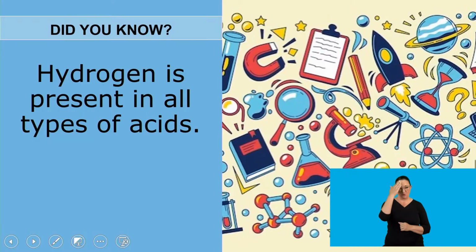So today we're going to be dealing with the concept of acids, bases and the pH value. Before we start, did you know that hydrogen is present in all types of acids? During this lesson, you're going to be exploring more about acids and bases and how to test if a substance is an acid and also if it is a base.